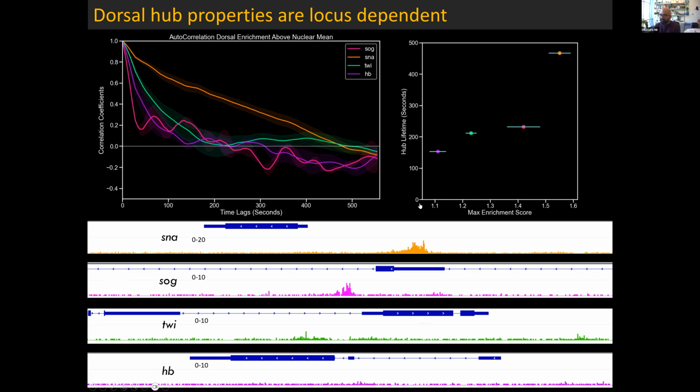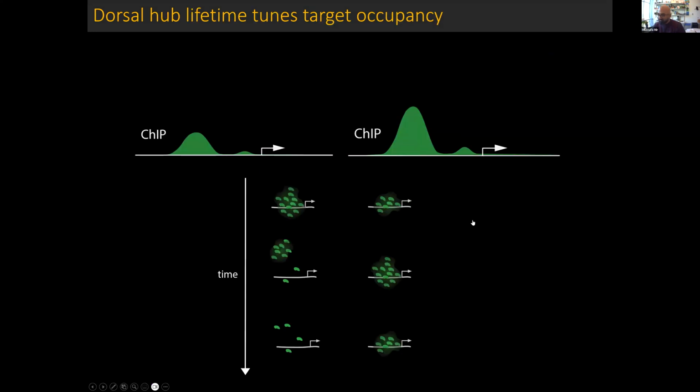So we think we have unveiled a mechanism that explains how you get different occupancy at different target genes, which is by tuning the enrichment and the lifetime of these transcription factor hubs at their target sites, which then leads to a higher level of opportunities for the factor to bind, leading to these high levels of occupancy.